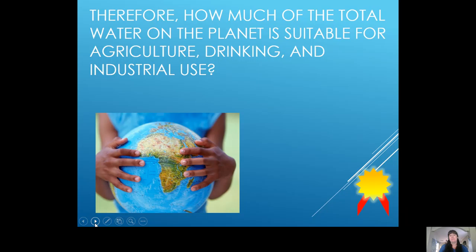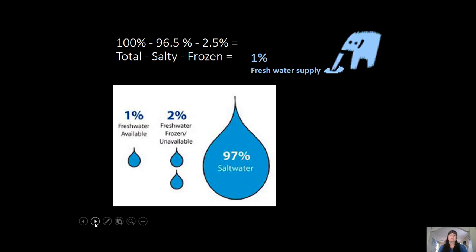So now what's left over? What do we have left over for us as far as using agriculture, watering our crops, giving water to our animals, drinking, bathing, industrial use, manufacturing? Very little, okay? We take 100%, we subtract 96.5, which is the salty water, we subtract 2.5%, which is the frozen water, and we are only left with 1% of our entire water supply that is available to us in a usable form. That's huge because it's such a small percentage, right?